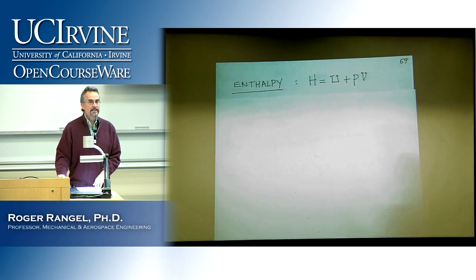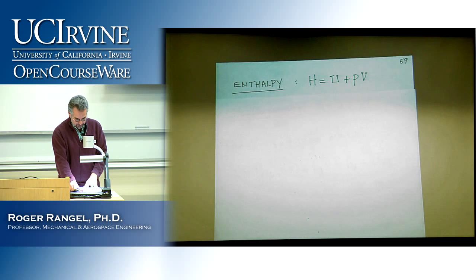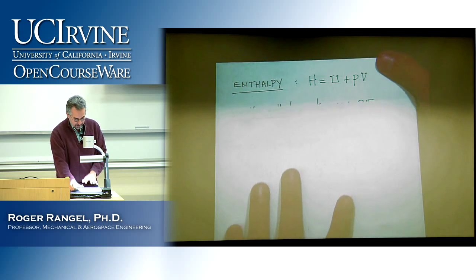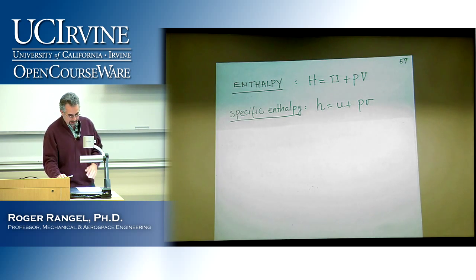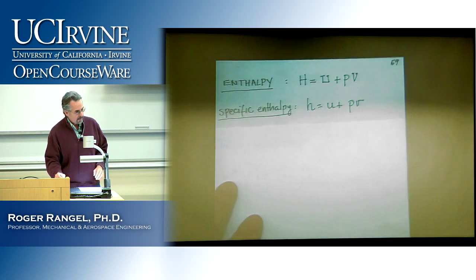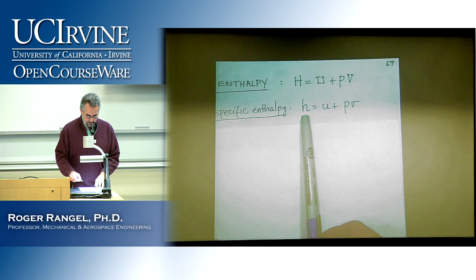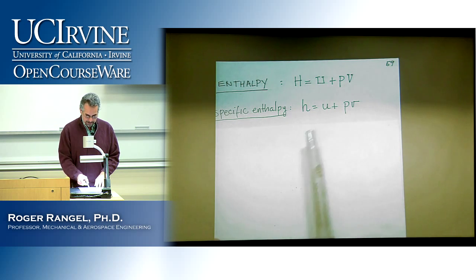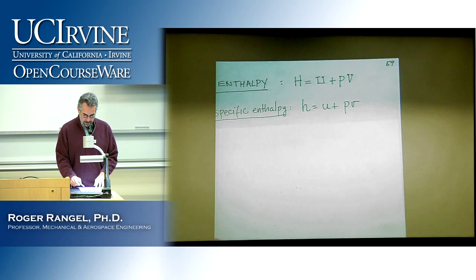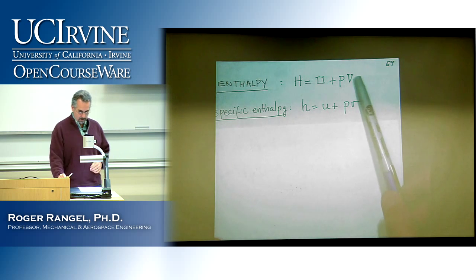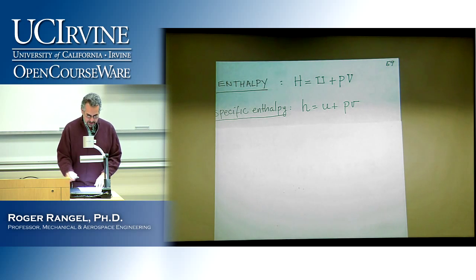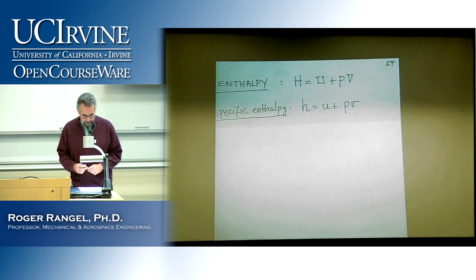As I wrote it there, it's an extensive property, but if I want to write it in intensive form, that is per unit mass, all I have to do is divide by the mass. And if I divide by the mass, then I have the lowercase h, which is the specific enthalpy. Now the capital U turns into a lowercase u, and the volume turns into a lowercase v. So either expression, depending on whether you're working with extensive or intensive properties, that's what you have.